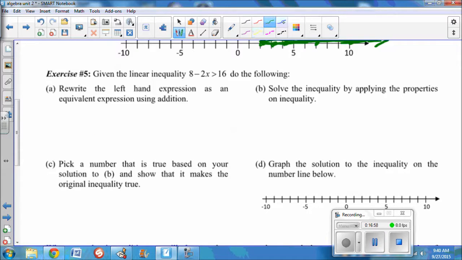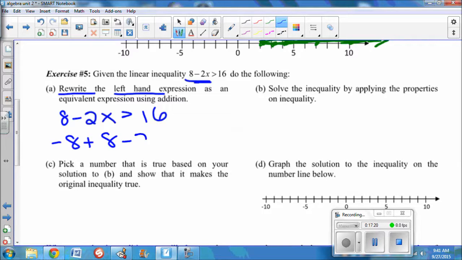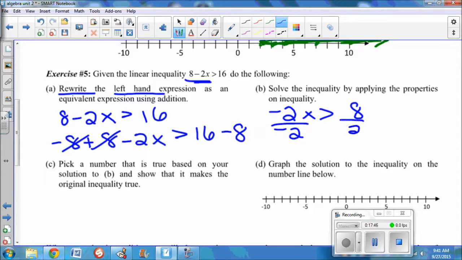So this next one, we've got rewrite the left-hand expression, so this side, as an equivalent expression using addition. All right, so what do they mean by that? So an equivalent expression, what would we do? Okay, we would say negative 8 plus 8 minus 2x. Is that greater than 16 minus 8? So we're essentially just using that additive property of equality. Okay, so we know now we could continue to solve that. So what happens there? Negative 2x is greater than 8. We have to divide by that negative 2. Now be careful, okay? So x is less than negative 4.